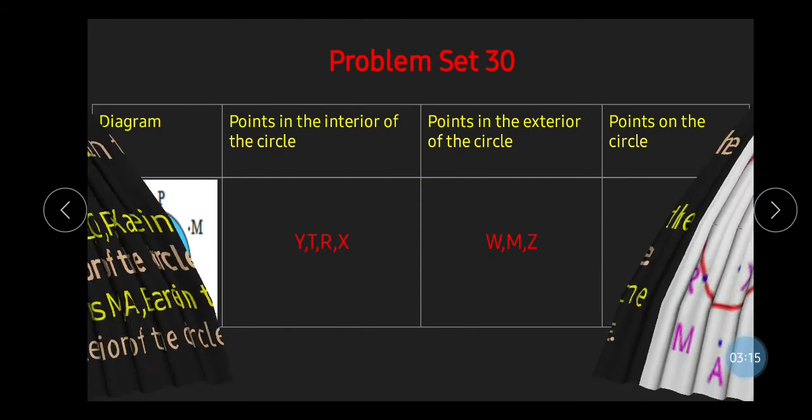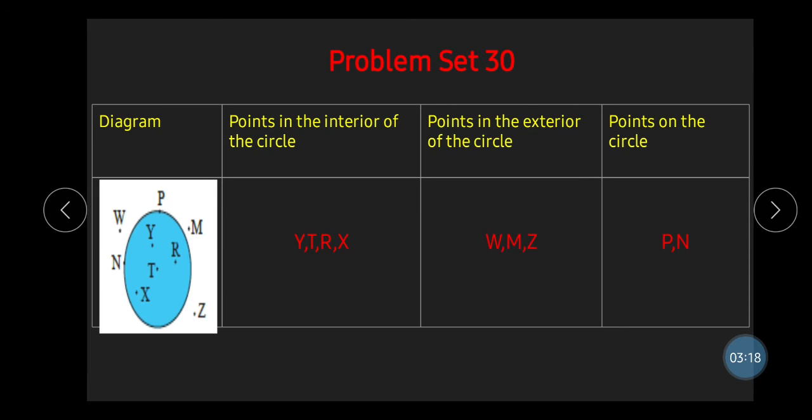Based on this, we will solve problem set 30. You can see the diagram over here, children. So, this is your question. The question is: points in the interior of the circle. From the diagram, you are supposed to write the points which are in the interior of the circle. Then the next part is points in the exterior of the circle. So, we will write the points which lie outside the circle, and points on the circle, that means the points which lie on the boundary of the circle. So I hope the question is quite clear to you, dear children.